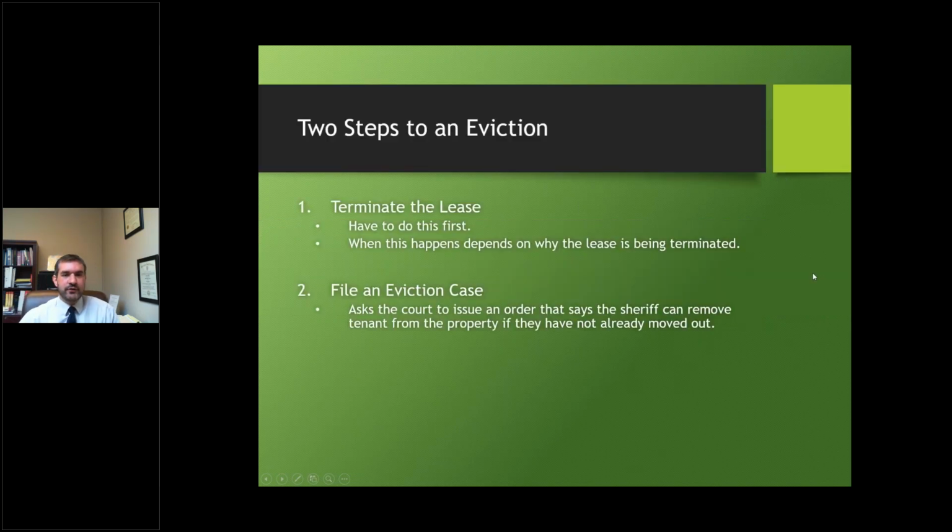So eviction is really a two-step process. You can think about it. First, the landlord has to end or terminate the lease. Then, if possession has not been granted at the end of the lease term, or when the lease is terminated, if the tenant does not vacate the property voluntarily, then the landlord files an eviction action to regain possession of the property. But you always have to terminate the lease first.